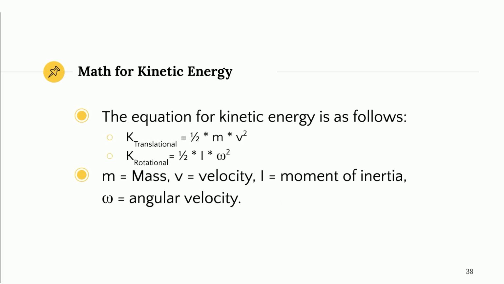So what's the math for kinetic energy? The equation for kinetic energy is as follows. K translational, which is translational kinetic energy, equals 1/2 times mass times the velocity squared. Rotational kinetic energy equals 1/2 times the moment of inertia times angular velocity squared. So just like everything else with angular motion, there's the translational version and the angular version. They are fundamentally the same formula. You just replace the linear variables with the angular variables.